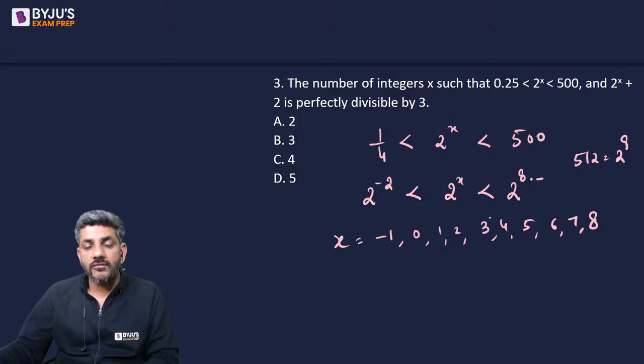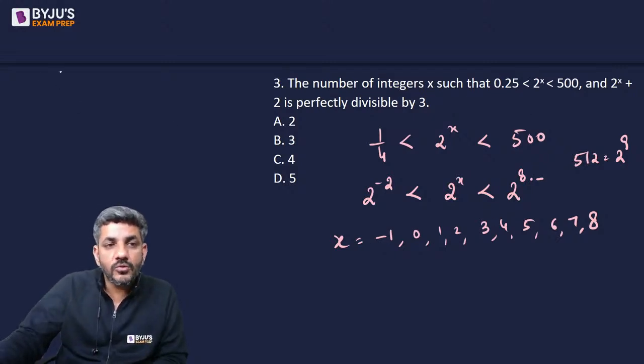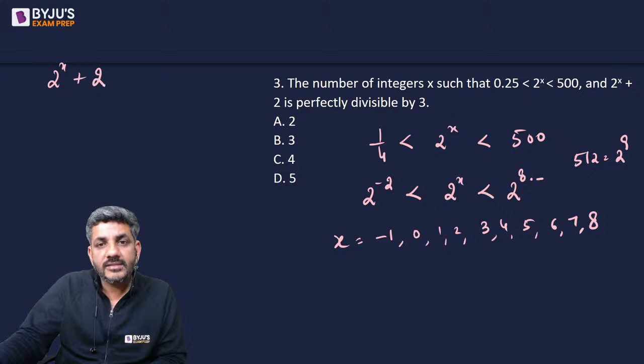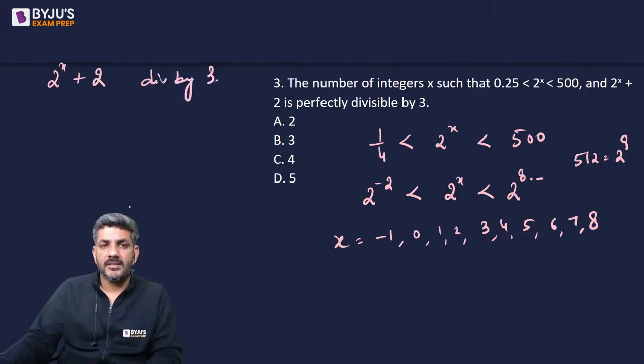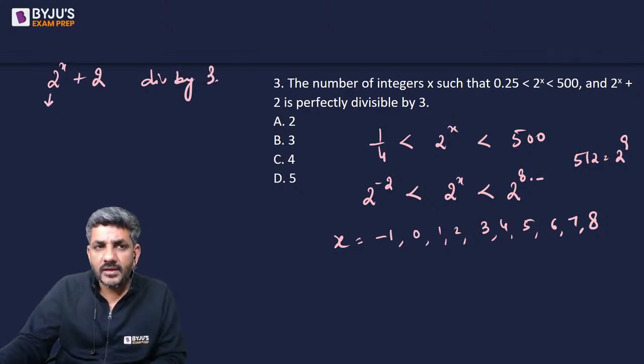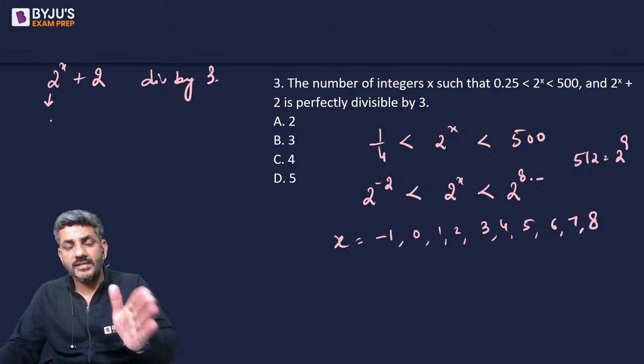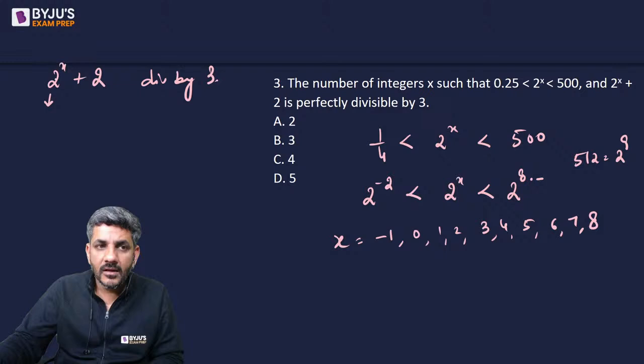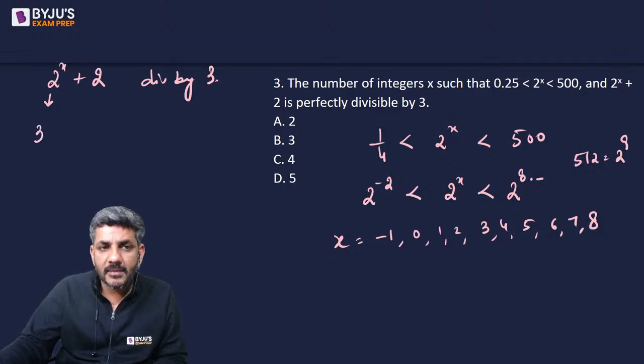Now, out of all these values, how many of them can make 2 to the power x plus 2 divisible by 3? We want to see when would it be divisible by 3. So the point is, can I say the remainder from here should be 1? If the remainder from here is 1, in that case the total would become 1 plus 2, that is 3, and it will be divisible by 3. Now 2 divided by 3, the remainder is minus 1. It is 3 minus 1 to the power x plus 2.